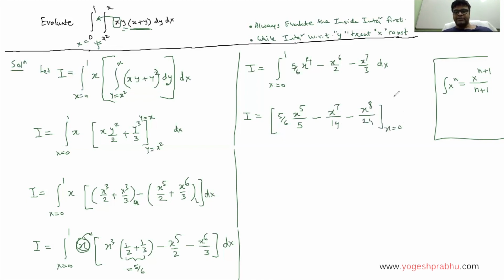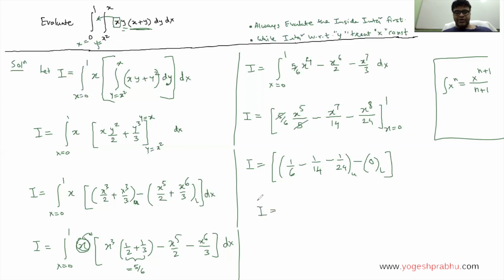And now the x will go from 0 to 1. So let us substitute upper limit and lower limit. I believe this 5 will cancel out. So when I put the upper limit of x is 1, the first term will become 1 raised to 5 is 1, so 1 by 6, minus 1 by 14, minus 1 by 24. And that's the upper limit. For the lower limit, you're going to get a value 0. So this is how it is done.